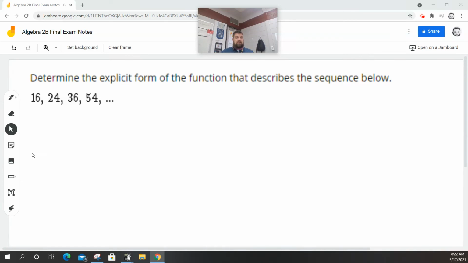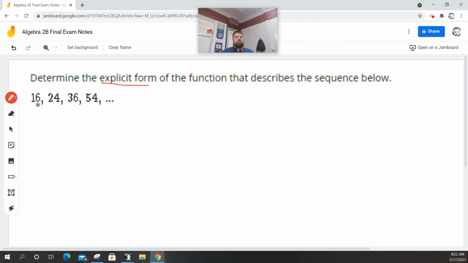All right, so we're talking about a geometric series. It says determine the explicit form for the function that describes the sequence. And I said it's geometric because it seems to increase, but it's not constant.